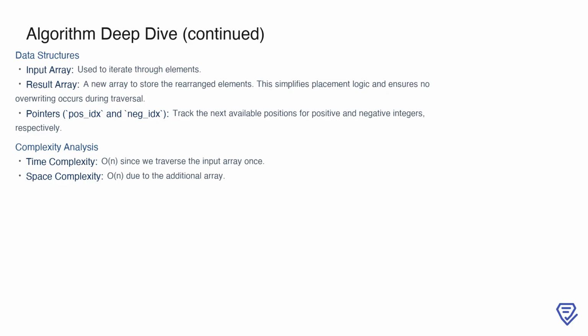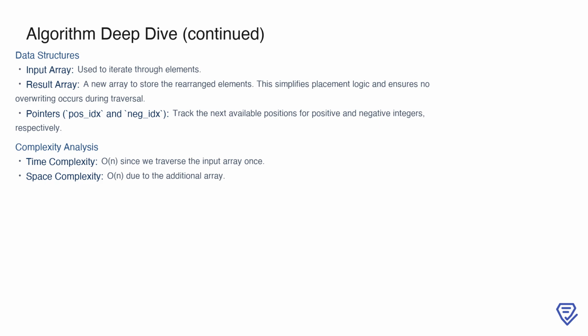The algorithm relies on three key data structures. First, the input array is used to iterate through the elements and check whether they are positive or negative. Second, the result array stores the rearranged elements and simplifies the placement logic by avoiding overwrites. Finally, the two pointers, pos_idx and neg_idx, track the next available positions for positive and negative integers, respectively. These pointers ensure that each group is placed in the correct alternating indices.